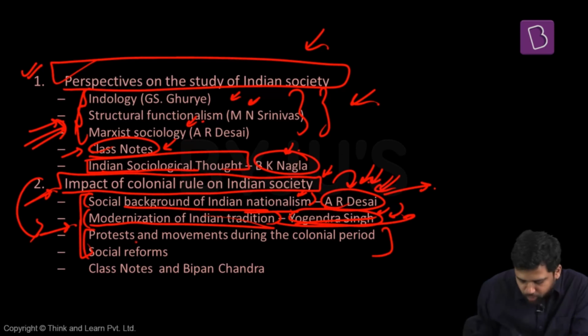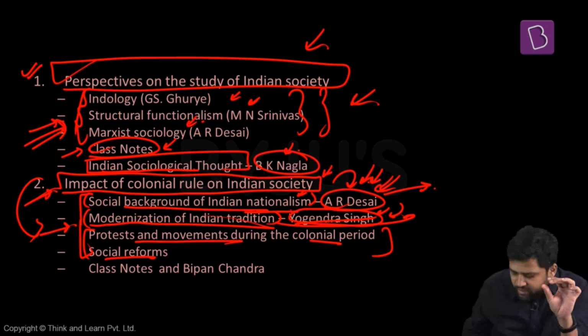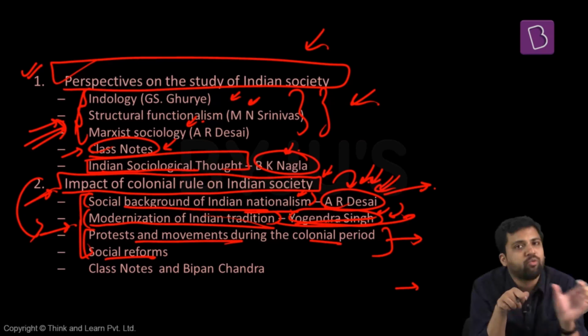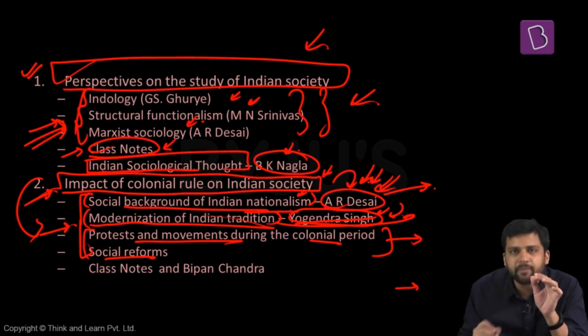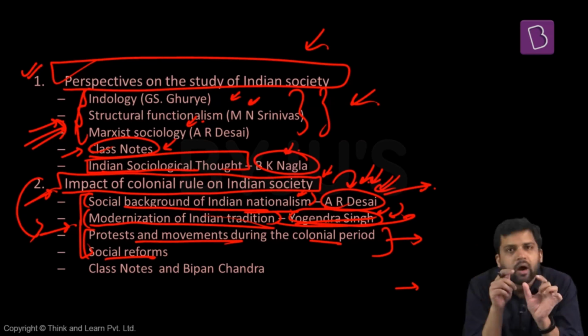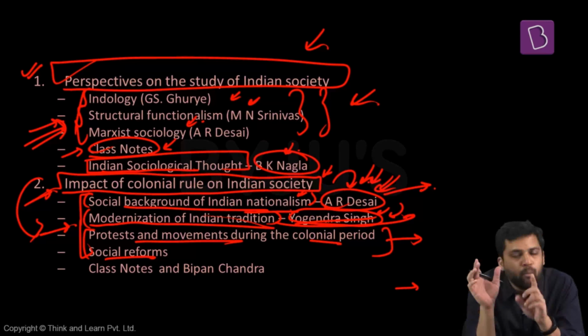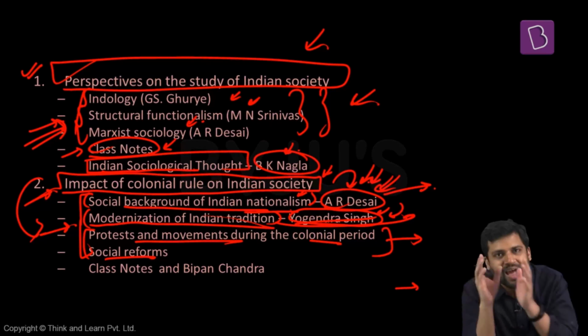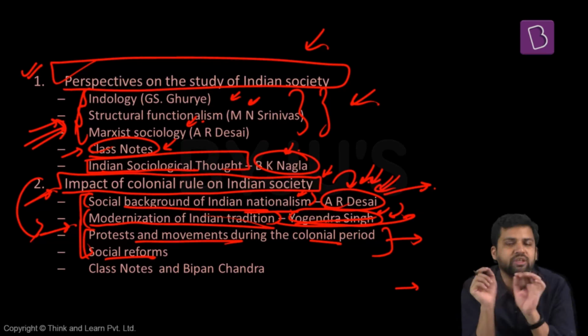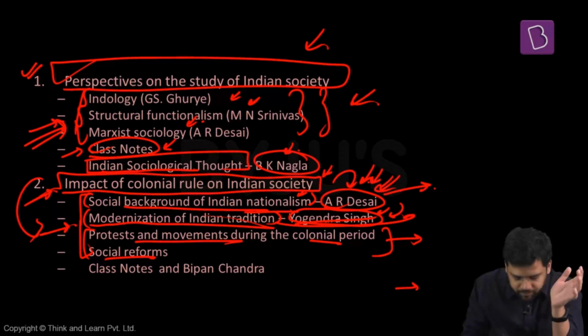The remaining two topics are protest and movements during the colonial period, and social reforms. These are things you might also be covering in history. Modern history talks about both of these. So for this, your history textbook will be sufficient. For example, you might be referring to Bipin Chandra or Spectrum. Both Bipin Chandra and Spectrum have specific chapters on social reforms and protest and movements. So you can club your modern history learning and sociology together.